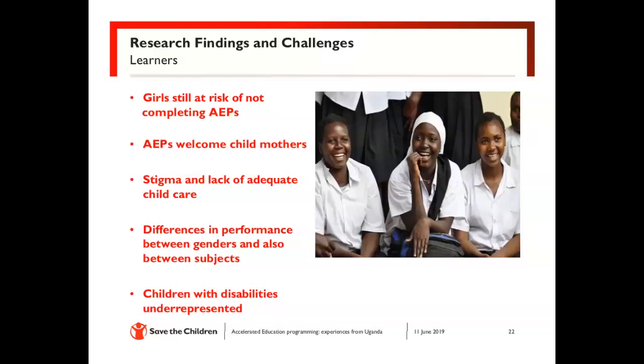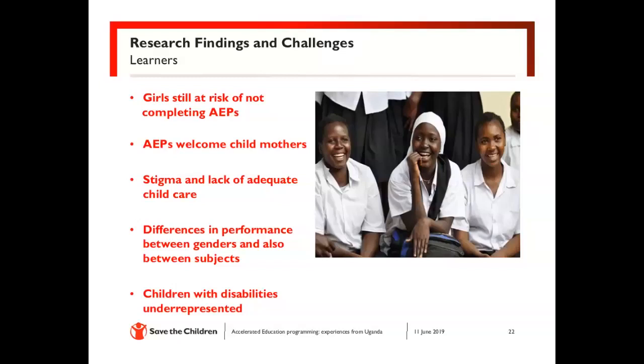So although AEP centers are open to receiving child mothers back to learning, and it's clearly within the project scope and the emphasis, some of the girls still fear stigma, particularly coming into the formal primary school system where most of the AEPs are. There is stigma around being either pregnant or a child mother, and also the fact that they don't have adequate child care to take care of their child while they attend school.